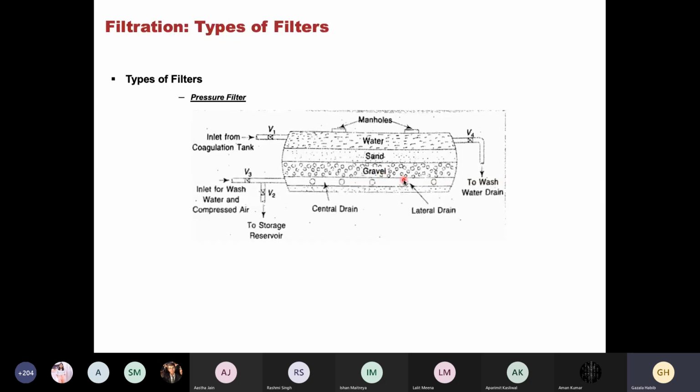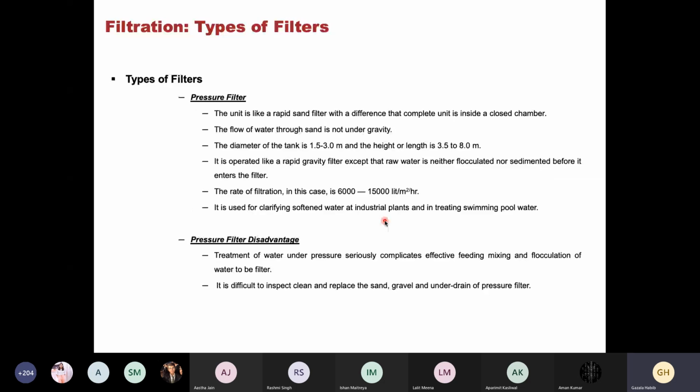This type of filter can only be used for industrial plants and treating swimming pool water, which is relatively clean water. If the water has more flocs or colloidal particles, then this particular treatment unit is not recommended. So it is good for relatively clean water, like after softening. I think the disadvantages are also written here, you can go through this.